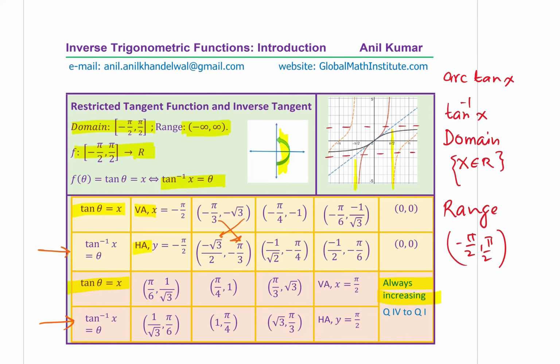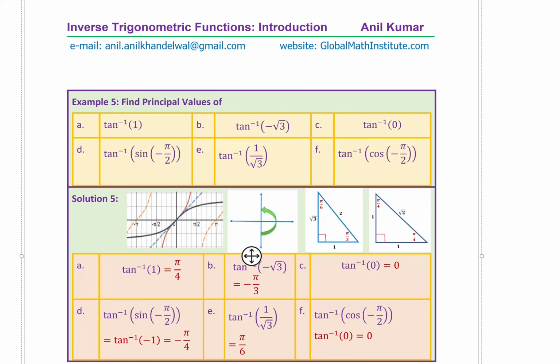Let's move on and take some test examples based on the inverse of tangent function. So to begin with, here is example 5. You need to find the principal values for some inverse tangent functions given here. I would like you to pause the video at this stage, answer this question, and then look into my solutions to check your answers. Again, we are consistently sketching these standard special triangles. They always help you to understand.